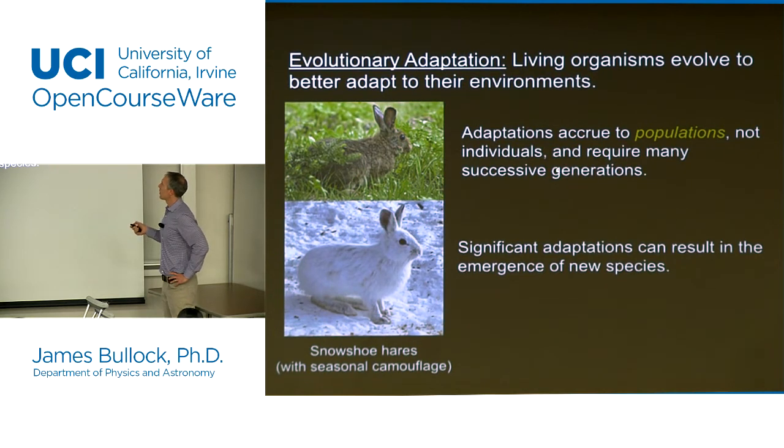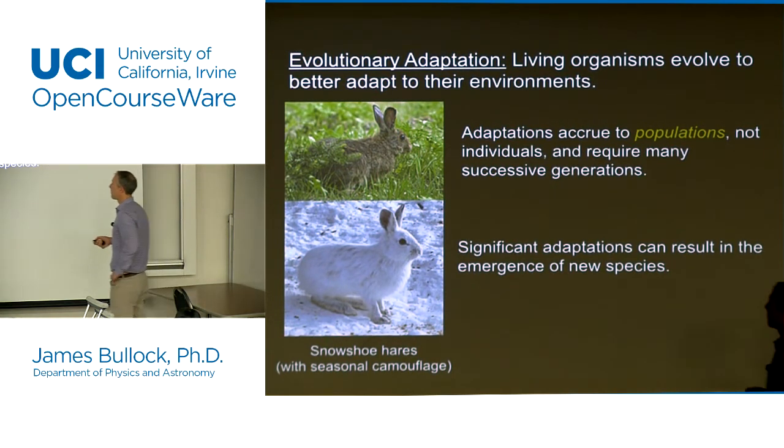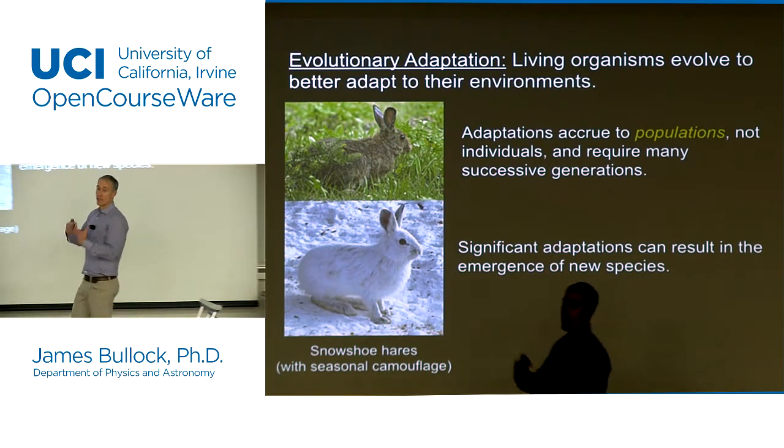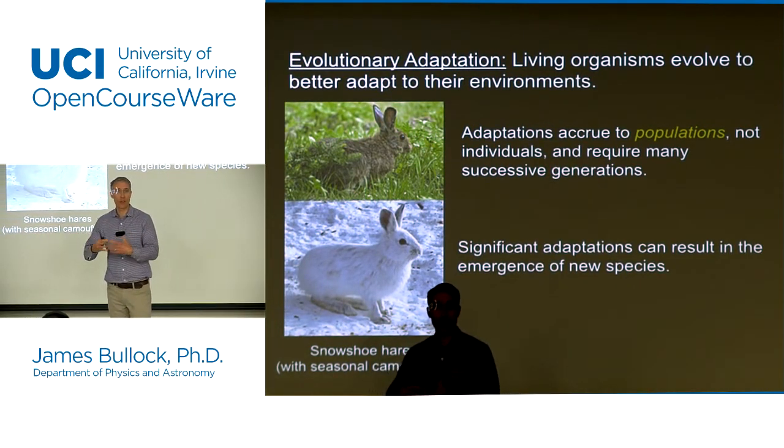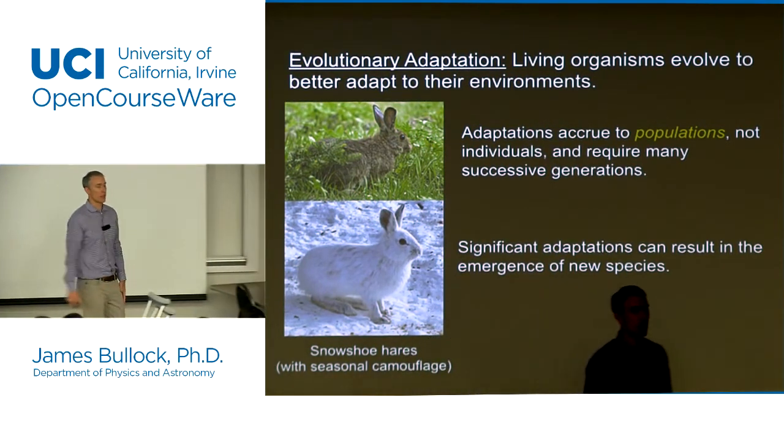Evolutionary adaptations accrue in populations. They don't accrue in individuals, but they accrue in successive generations, right? But after a while, enough successive variations can create a whole new species. So this is just a simple example.